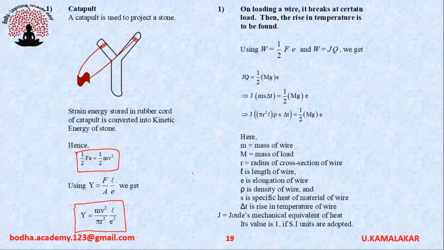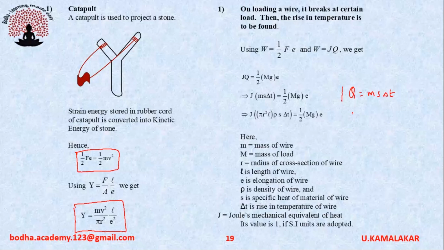Next topic. On loading a wire, it breaks at certain load. Then rise in temperature is to be found. Using W is equals to half Fe and W is equals to JQ, we get JQ is equals to half into mg into E. Since Q is equals to ms delta T, where Q is heat energy, m is mass of the wire, S is specific heat of wire, delta T is change in temperature. That's also equals to half mg into E, where capital M is mass of load.